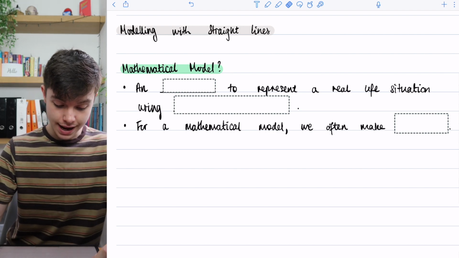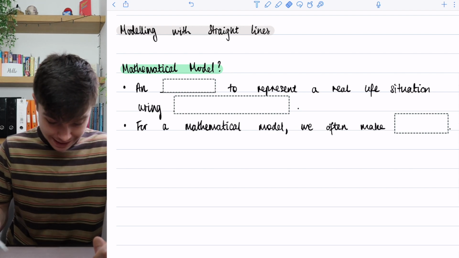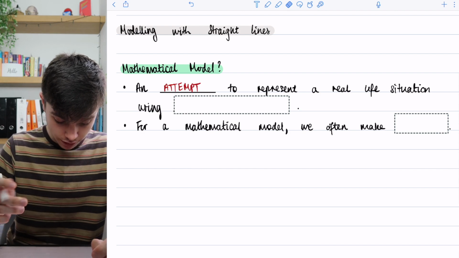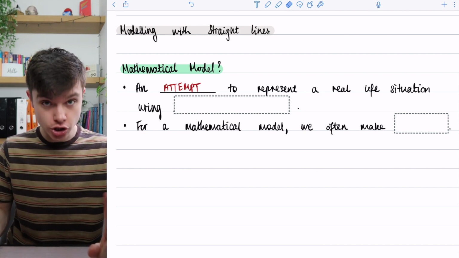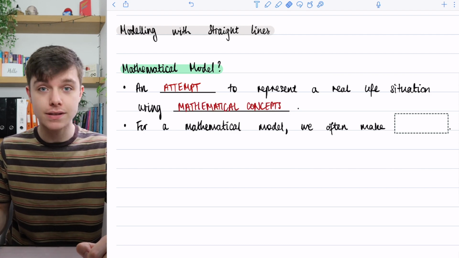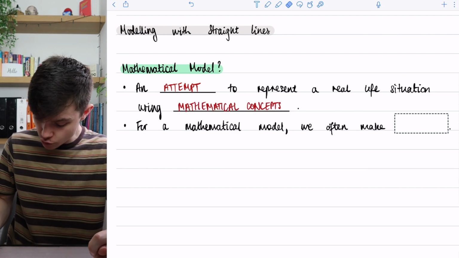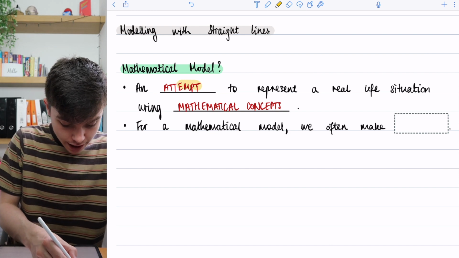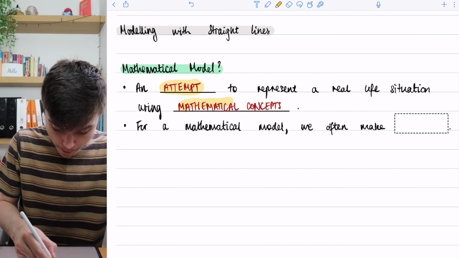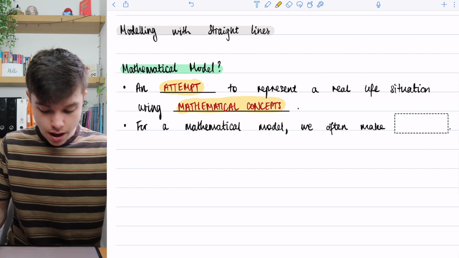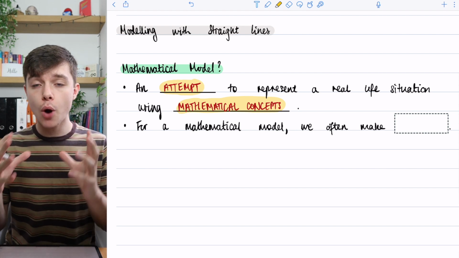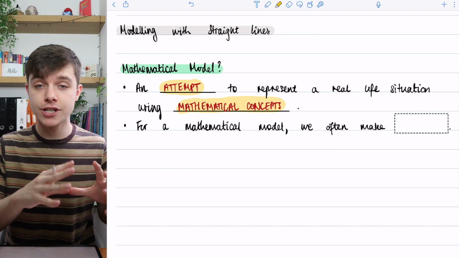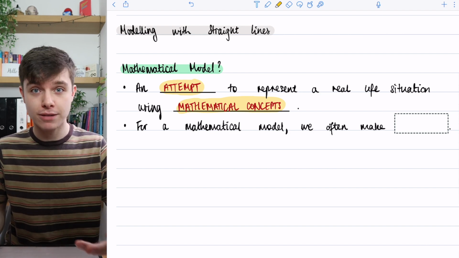Now, the definition is: a mathematical model is an attempt to represent a real life situation using mathematical concepts. So two key words there, three really. We've got attempt and we've got mathematical concepts. What we do when we model something is we take a real life situation and we attempt to model that real life situation using mathematics.